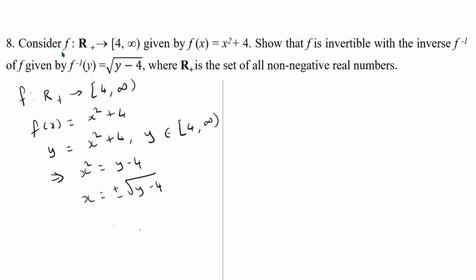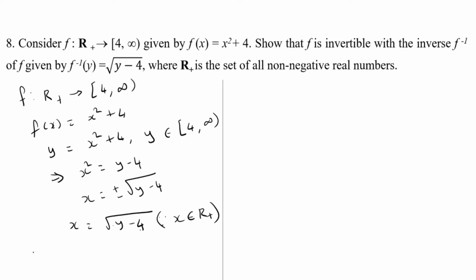Here f is a function from the set of all non-negative real numbers to this set. So here we cannot take minus √(y − 4). So x = √(y − 4), since x belongs to the set of all non-negative real numbers.